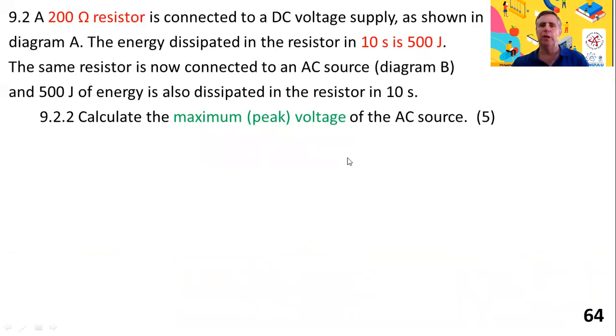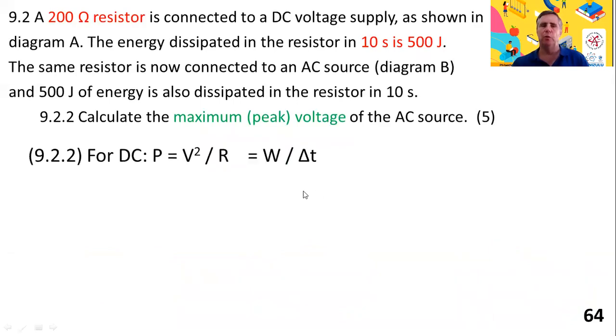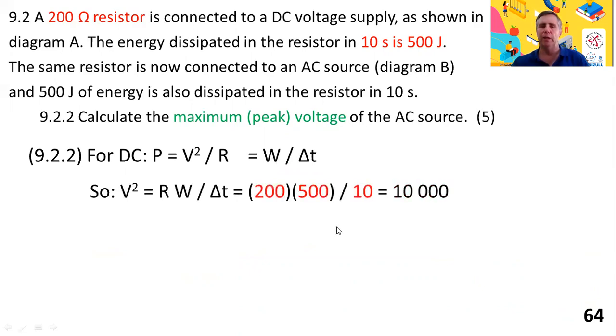So let's go ahead with 9.2.2. First of all, for the direct current voltage supply, we have power is equal to V squared over R. And power is also equal to work over time. So by equating these, we can say that V squared is resistance times work divided by delta t, change in time. Resistance is 200, we were given that. Work is 500, we were given that.